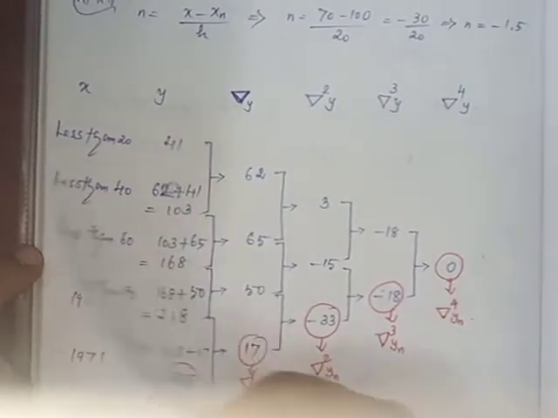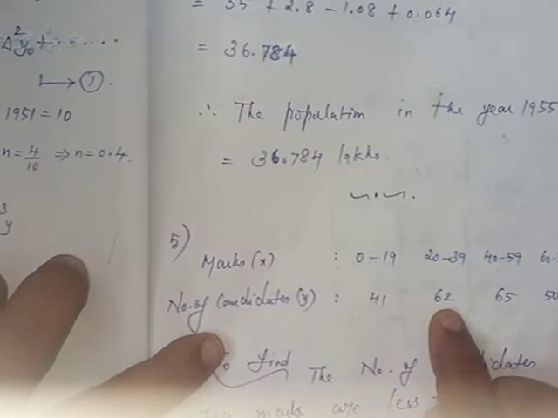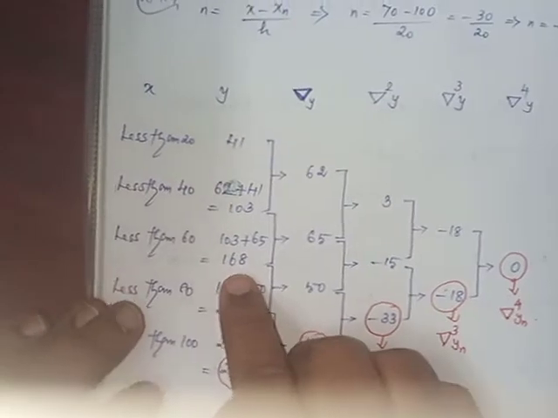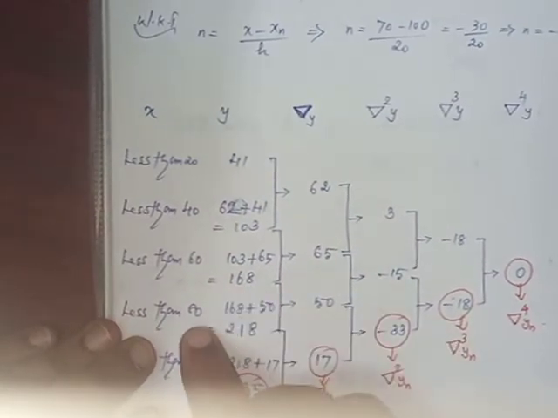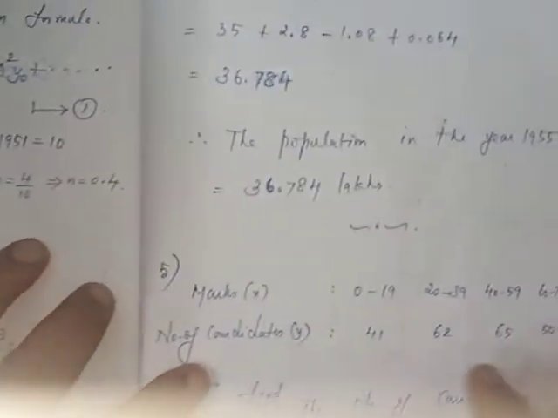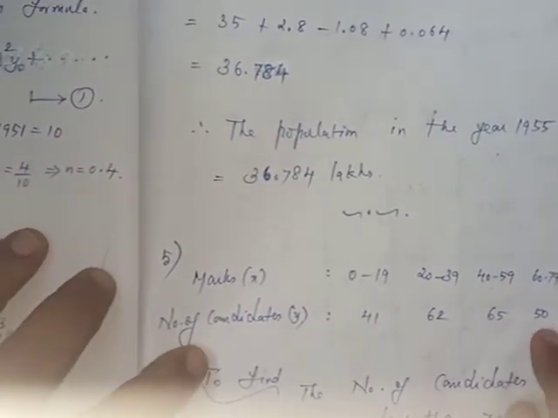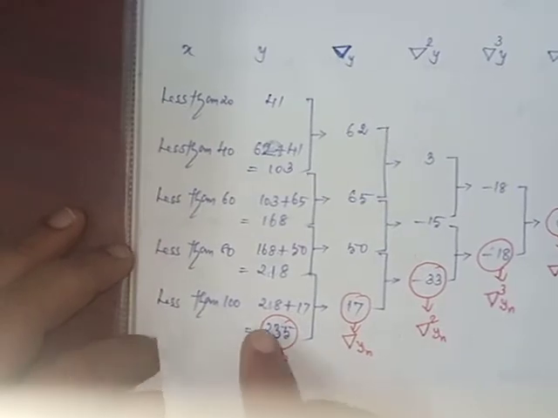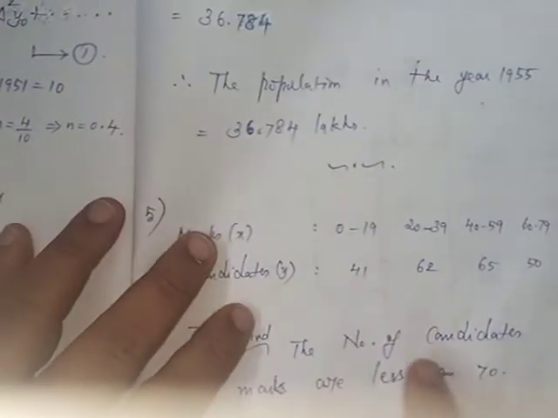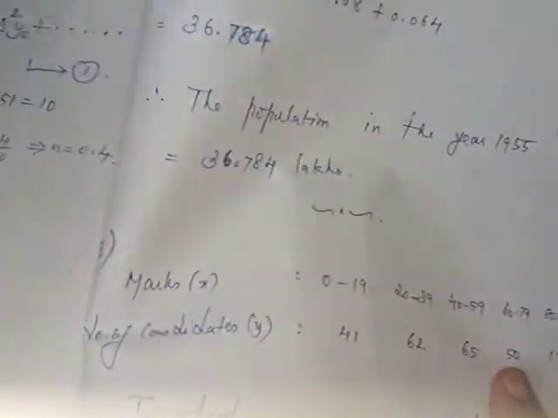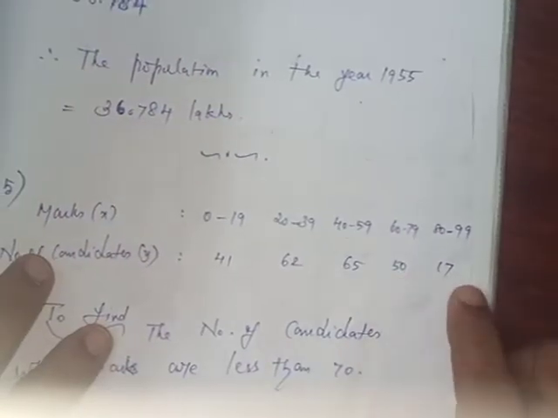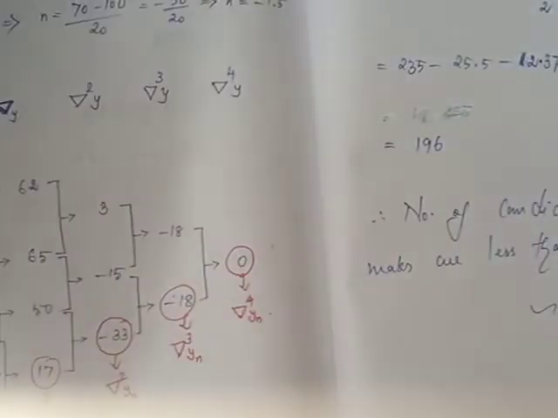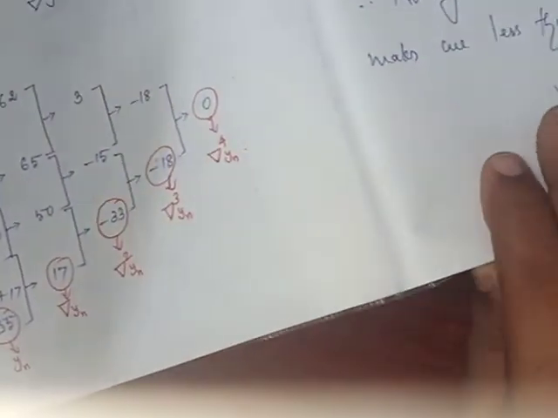Next, less than 60. Already we have these two totaling 103. 103 plus 65 is equal to 168. That is less than 60. Next, less than 80. These three values total 168 plus 50, that is equal to 218. Next, less than 100. 218 plus 17, because these four numbers total 218. So what is the value? That is equal to 235.